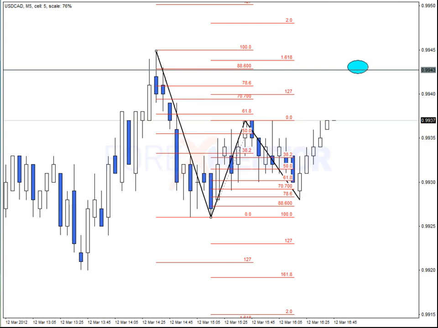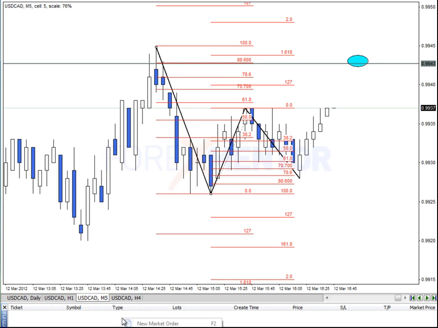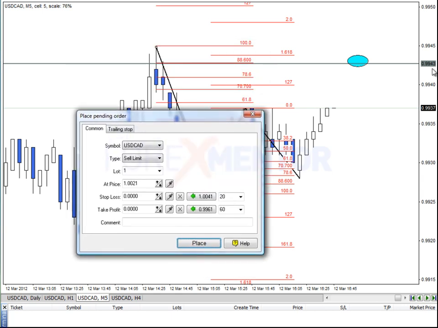Let's have a look at our terminal, and I want to put in a pending order to sell short at 40. Let's put it in. What are we at? 79 is 41. Let's go in at 41, just in case. There's really not much difference in terms of the levels between the 88.6 at 43 and the 79 at 41.